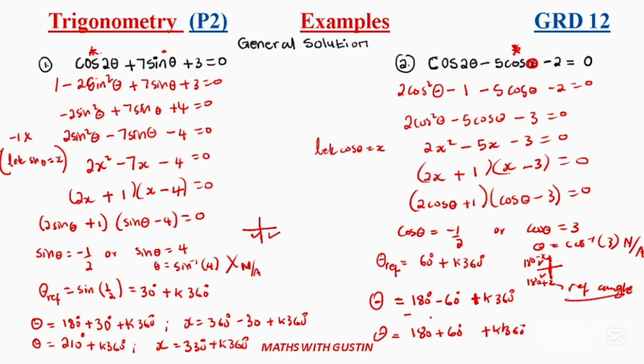So this one will give us 120 degrees plus k 360. And then finally the last one here, 180 plus 60, will give us an angle of 240 plus k 360. Right, and that's how you will deal with a question like this one.